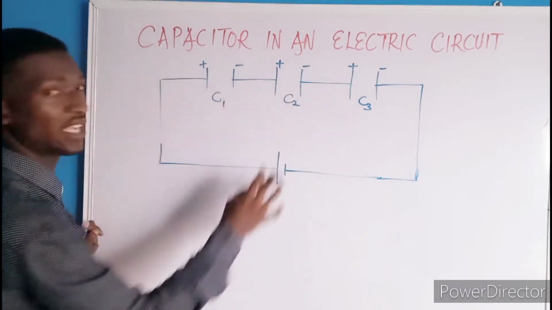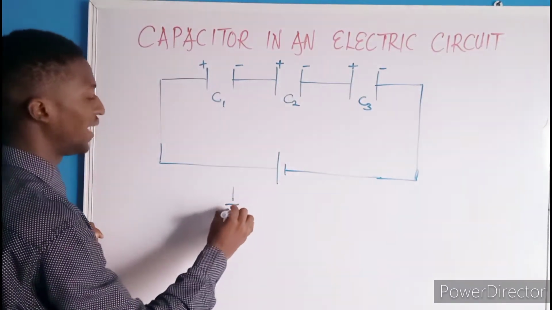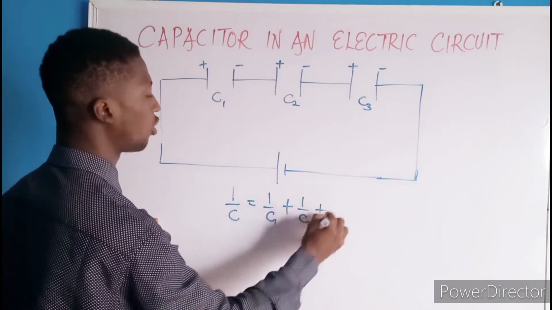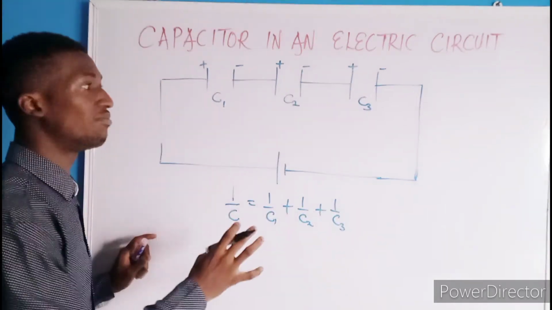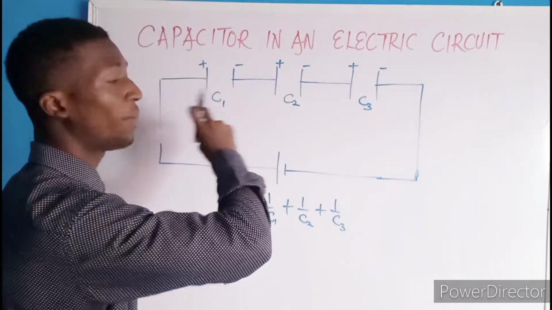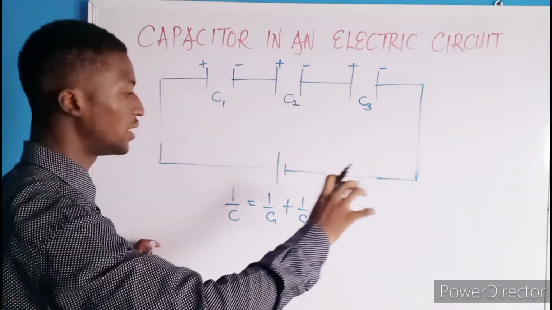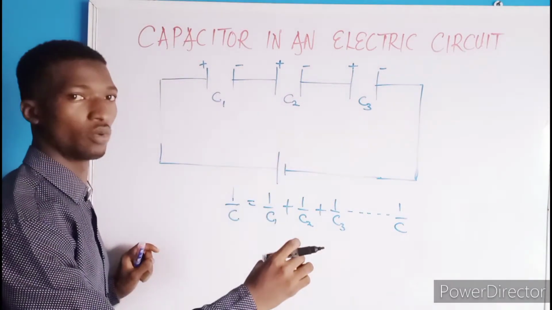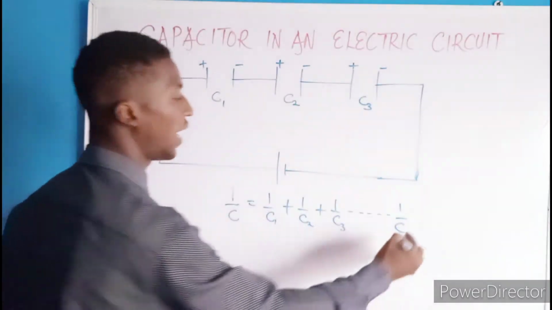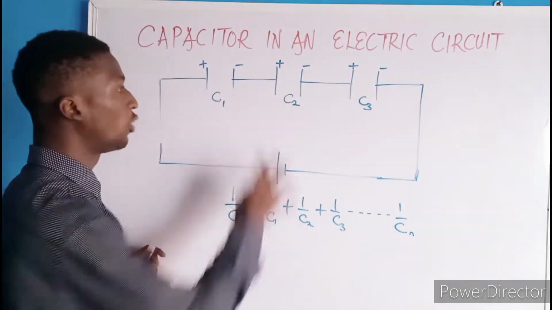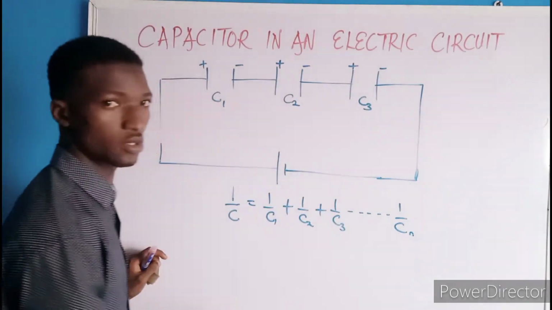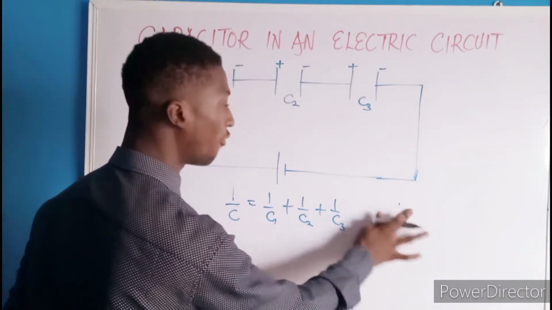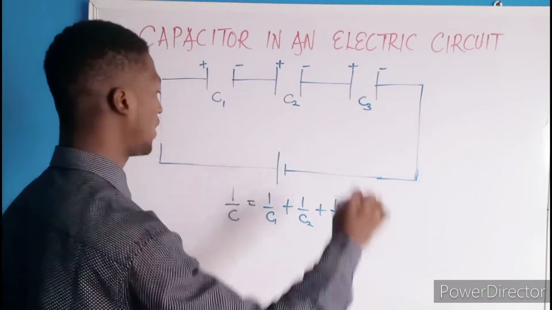In order to get the equivalent capacitance, we say that 1 over C is equal to 1 over C1 plus 1 over C2 plus 1 over C3. Now I want you to have it in mind that you can have as many capacitors as possible arranged in series, continuing to the last capacitor, which can be any number and we can call it Cn. But with respect to this, we have just 3 capacitors, so we have 1 over C1 plus 1 over C2 plus 1 over C3. But don't forget, you can have as many capacitors as possible.